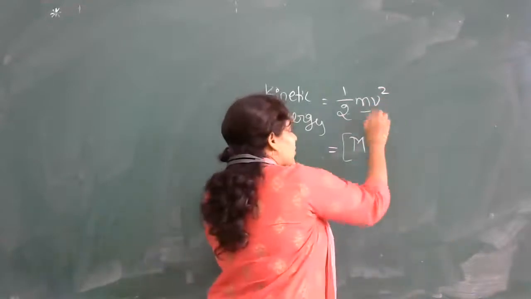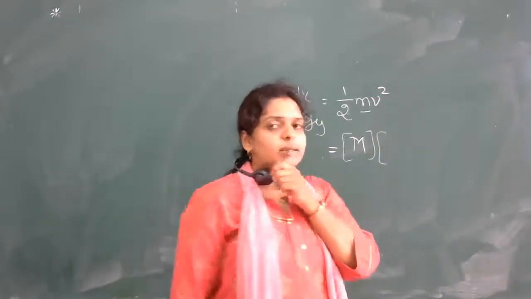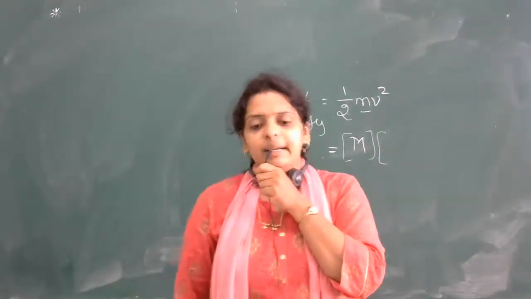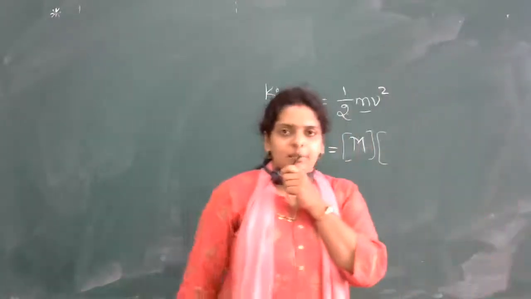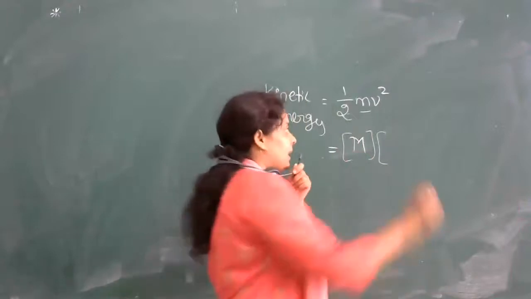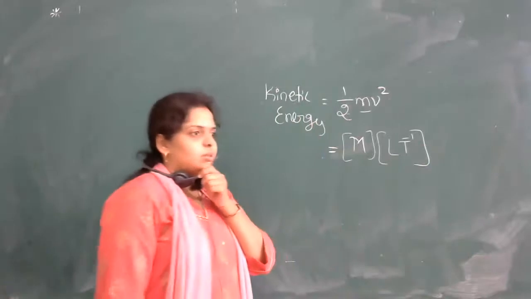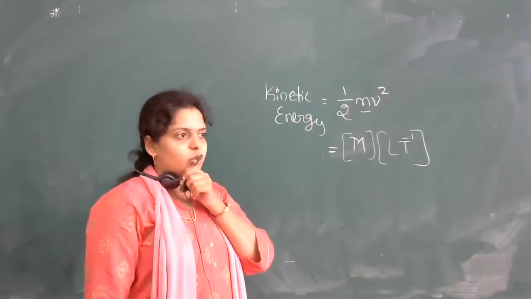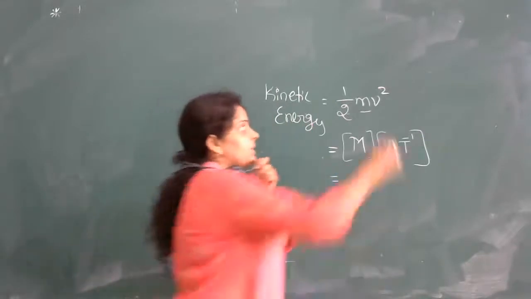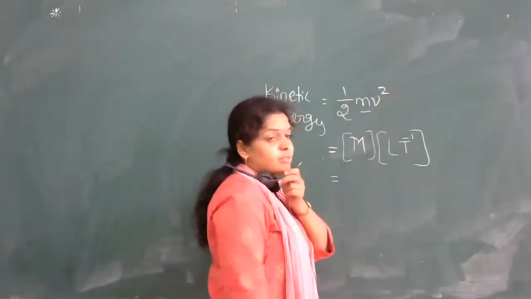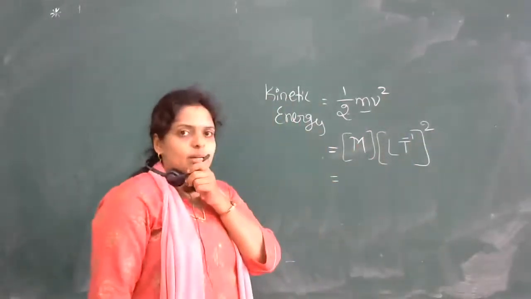Next, velocity. Do you remember what velocity is? Velocity is nothing but displacement divided by time. So displacement divided by time, I'll write it as LT raised to minus 1. I hope you remember how to write the dimensions, right? But here V square is there, therefore I'll write it as LT raised to minus 1 whole square.